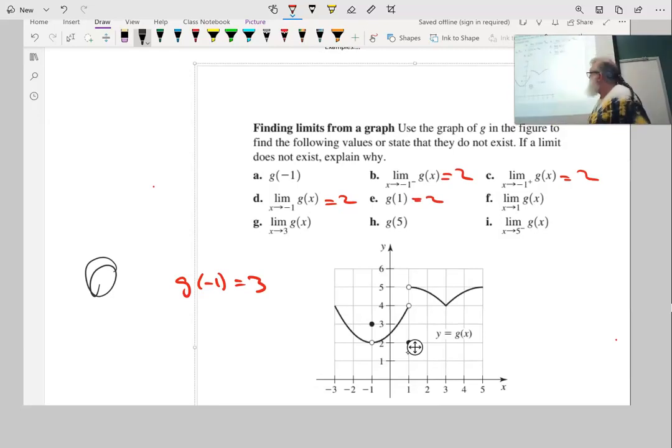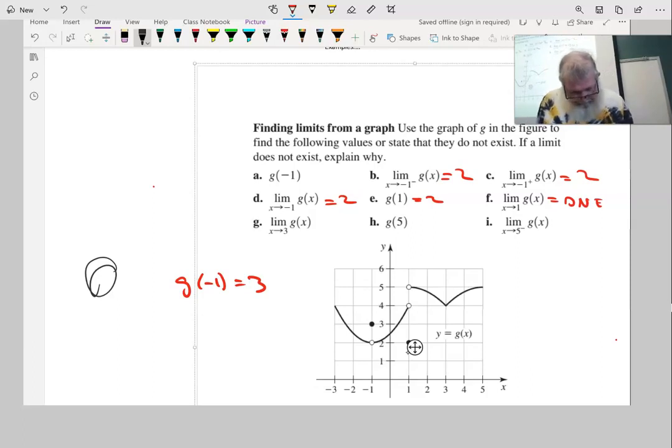And then the limit as x approaches 1. As we approach 1 from the left side, from the negative side, where are those y coordinates going to? They're going to 4, right? From the positive side, where are they going to? 5. Does 4 equal 5? No. So what we say here, it's right up here, does not exist.